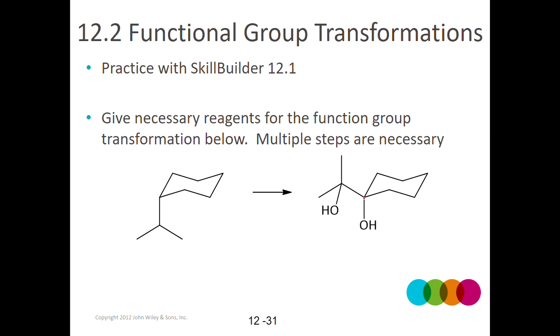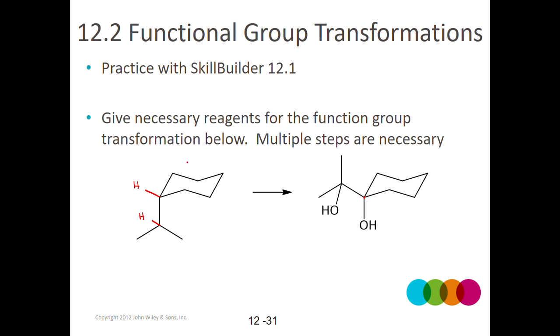So on this carbon here, there was initially a hydrogen. On this carbon here, there's initially a hydrogen. So I've got to get rid of 2 hydrogens and replace them with OH groups. So there's no reaction that will do that in one step.